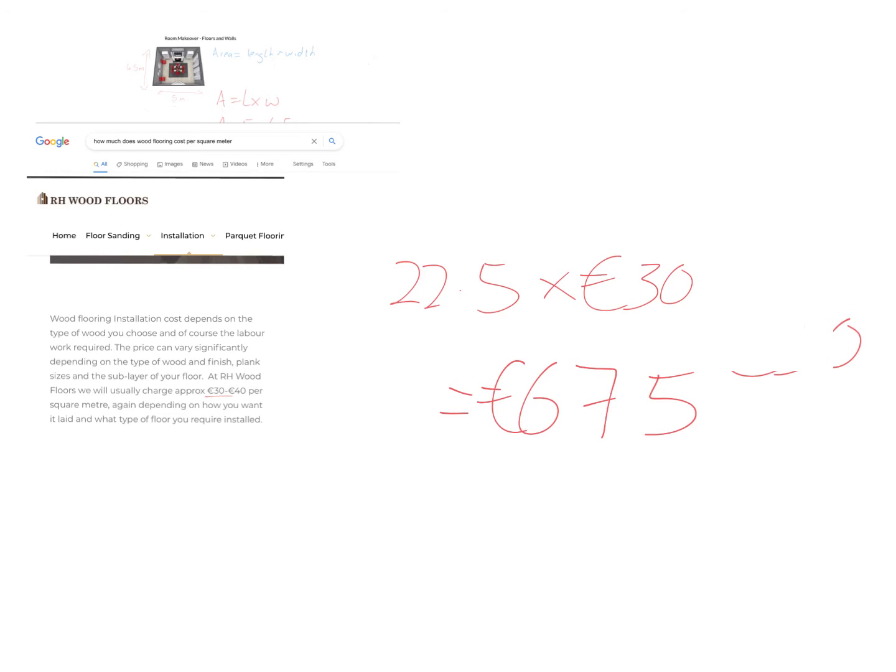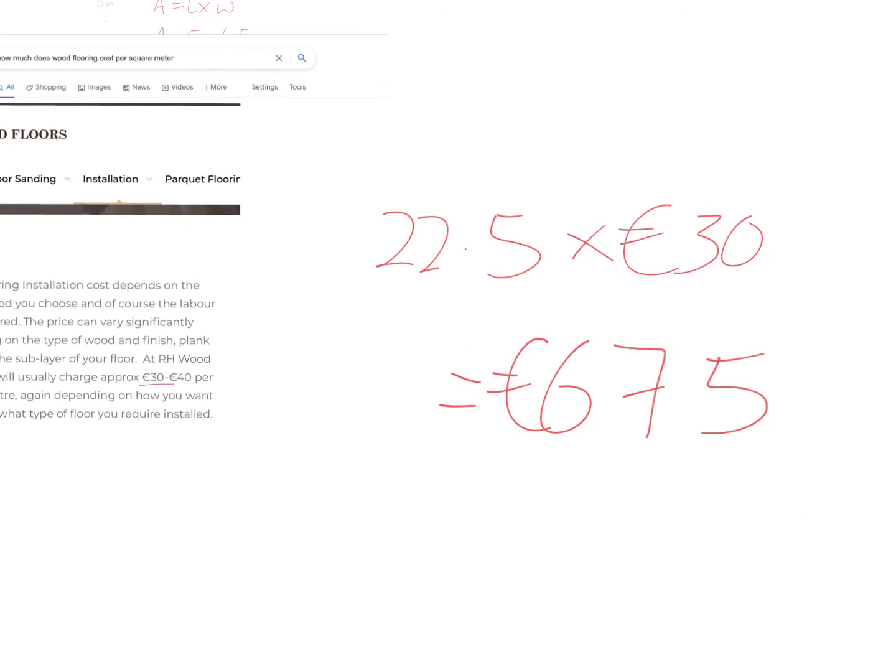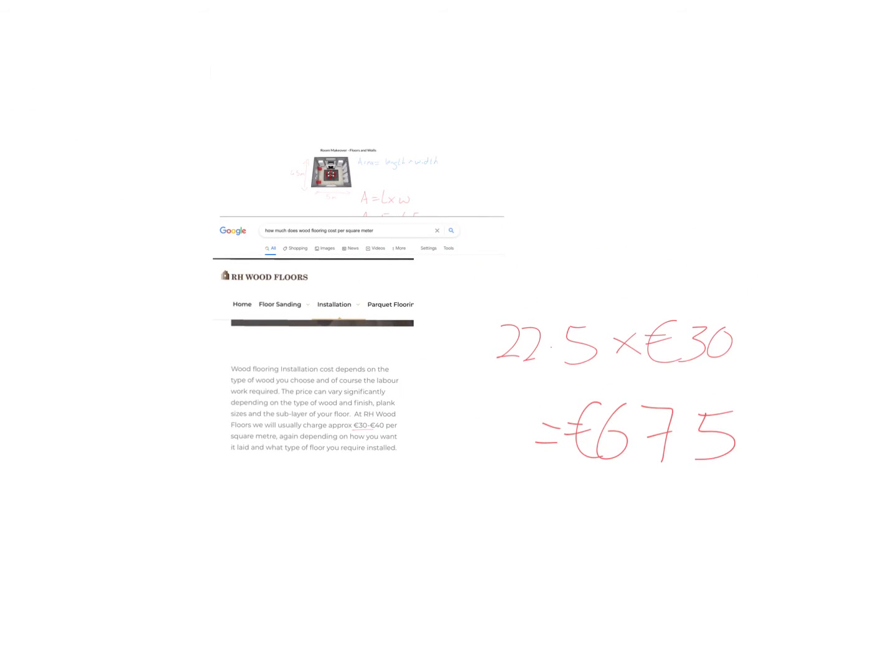If you're doing your project to a budget, that might eat out a big chunk of your budget to replace it with a wooden floor, so maybe be aware of that. You might want to reconsider. Maybe a carpet might be cheaper, so you could Google how much carpet costs per square meter and see if that's a little better for your price range. But I'm just using wooden flooring as an example. Maybe 675 euro is a price that you're very happy with.